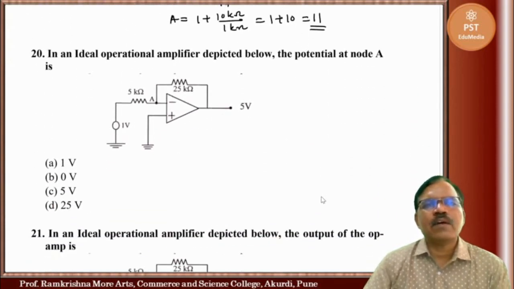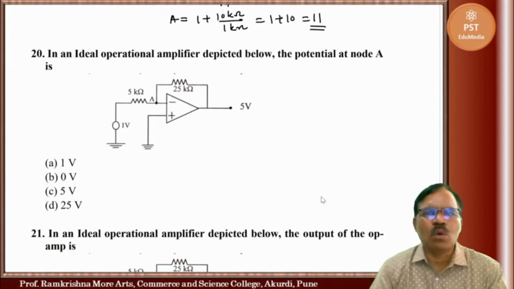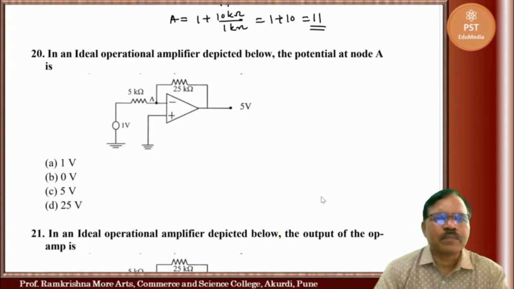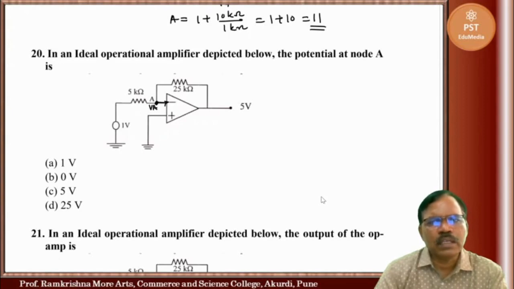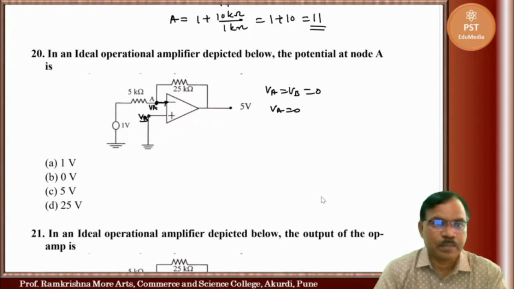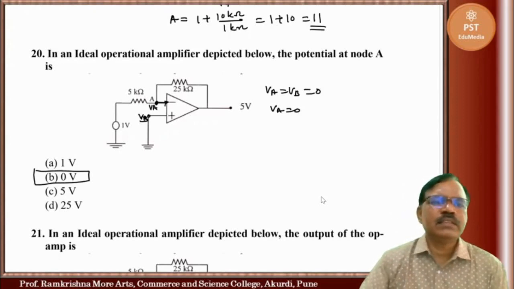In an ideal operational amplifier depicted below, the potential at node A is? Now see here, VA is the potential given to the inverting terminal. The non-inverting terminal is connected to ground. So VA is equal to VB, but VB is 0, so VA is equal to 0, because point A is virtual ground here. So here it is 0 volt.